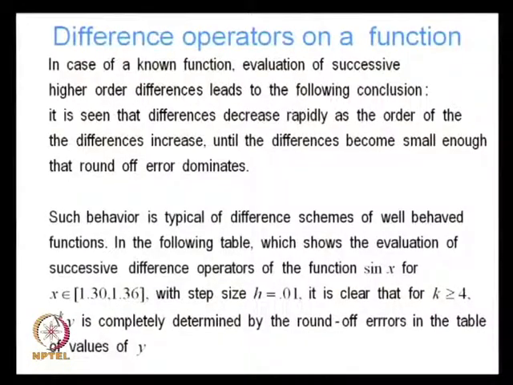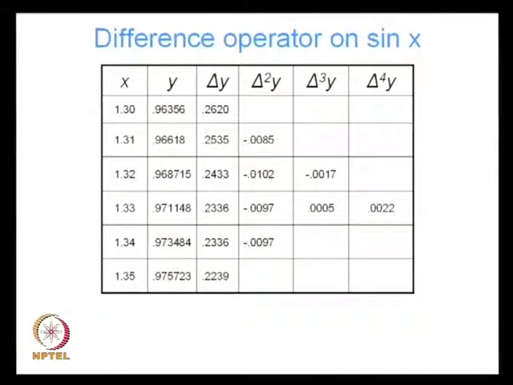Such behavior is typical of different schemes of well behaved functions. In the following table, which shows the evaluation of successive difference operators of the function sin x, we are looking at sin x over the range x belongs to 1.30 to 1.36, evaluated at step sizes of 0.01. We can see that after we take the fourth difference, it is totally dominated by the round off error in the values of y. Let us look at this little table.